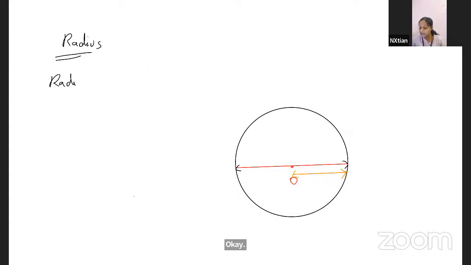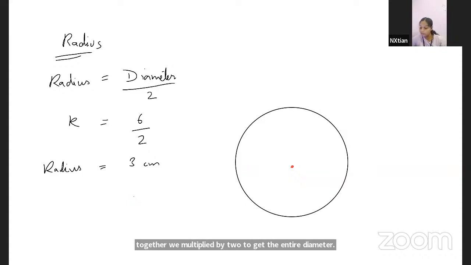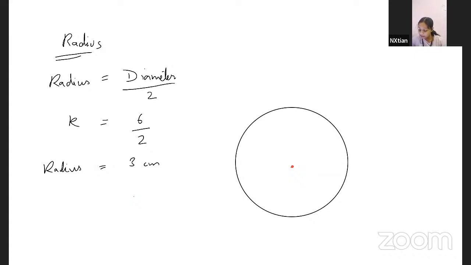Suppose now here in the question, you multiply 3 by 2 to get the entire diameter. Yes, Abraham, we multiply the radius with 2 to get the diameter. I have my radius of this circle.